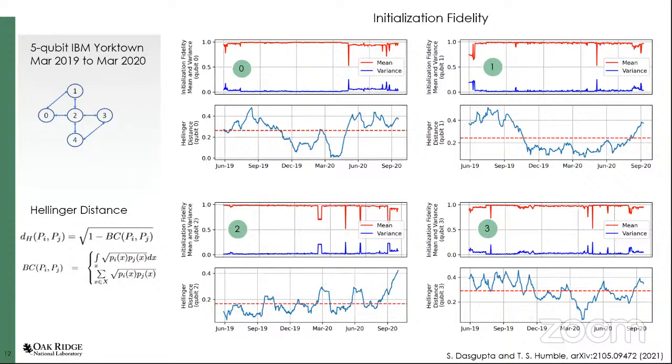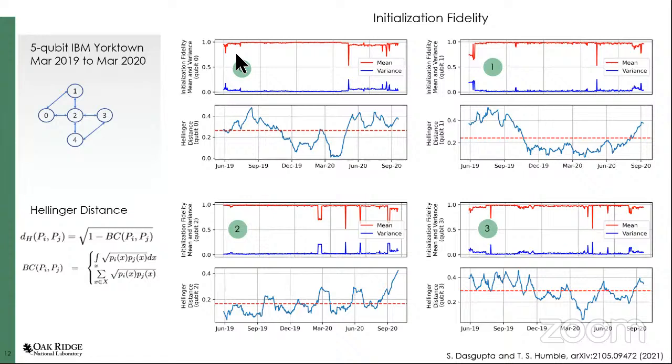For the case of a 5-qubit device, this is from the vendor IBM called Yorktown. We looked at data accumulated over the course of a year from March 2019 to March 2020. And I've only been able to show 4 of the 5 qubits on this slide due to space, but you can see in the measure of the initialization fidelity, this is basically a quantification of how well we can read out the 0 and 1 states. The red line represents the average of that fidelity, while the blue lines represent the variance of that distribution.